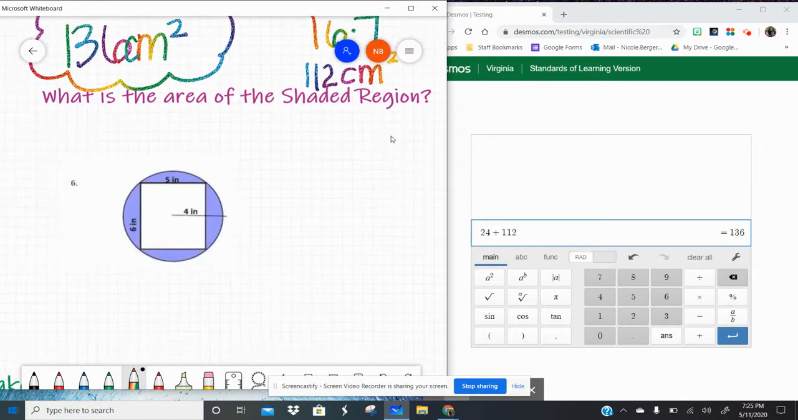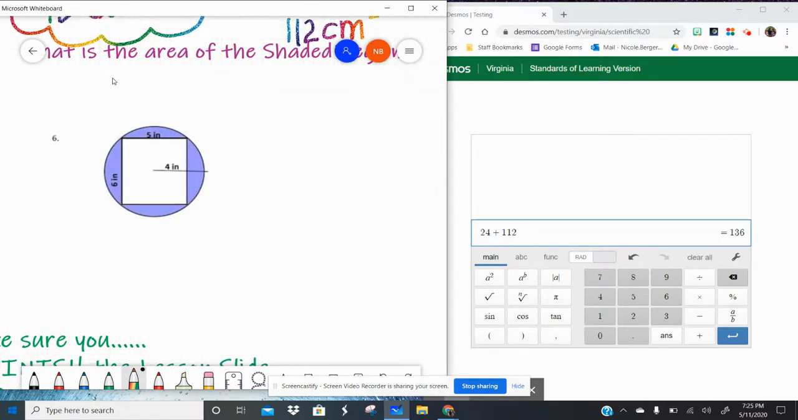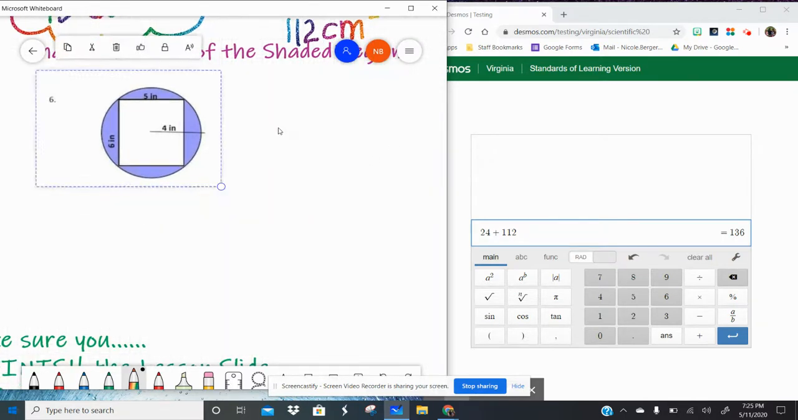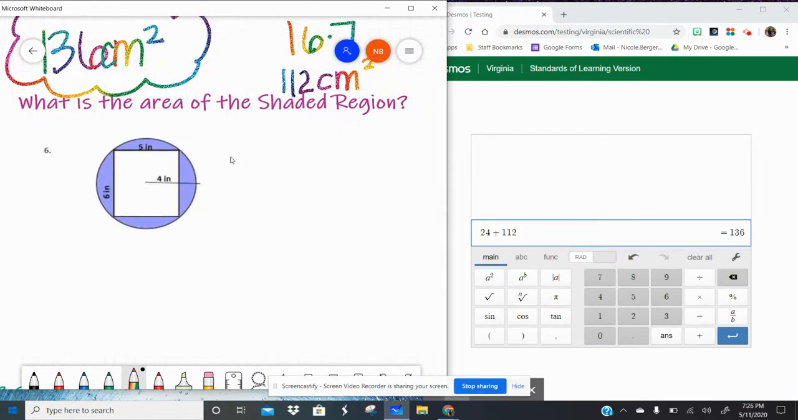All right, the very last one before we finish up. This one says, what is the area of the shaded region? So this has a circle with a rectangle. It looks like a square kind of, but it's a rectangle. See, that's a 6x5 rectangle on the inside. So if I want to find the area of the shaded region, I have to find the area of the circle and then the area of the rectangle and subtract them.